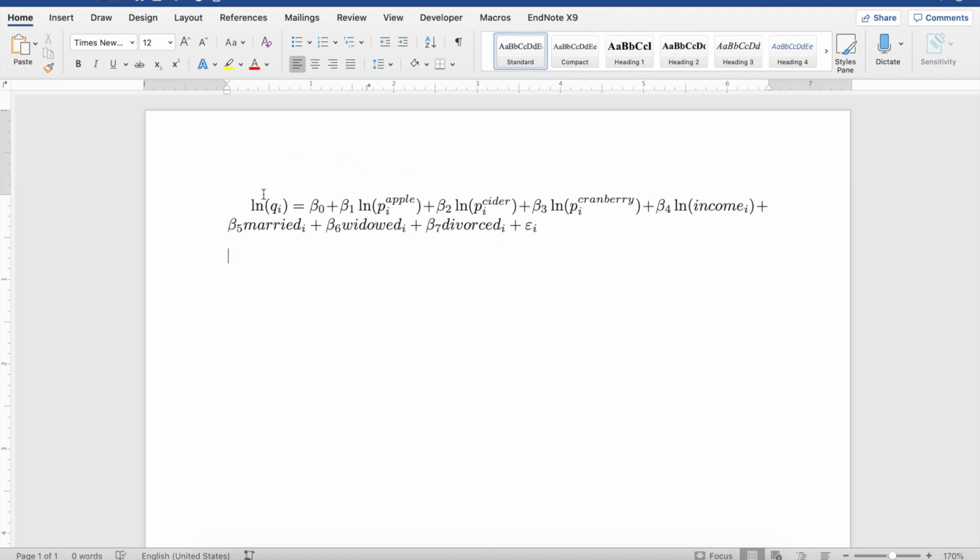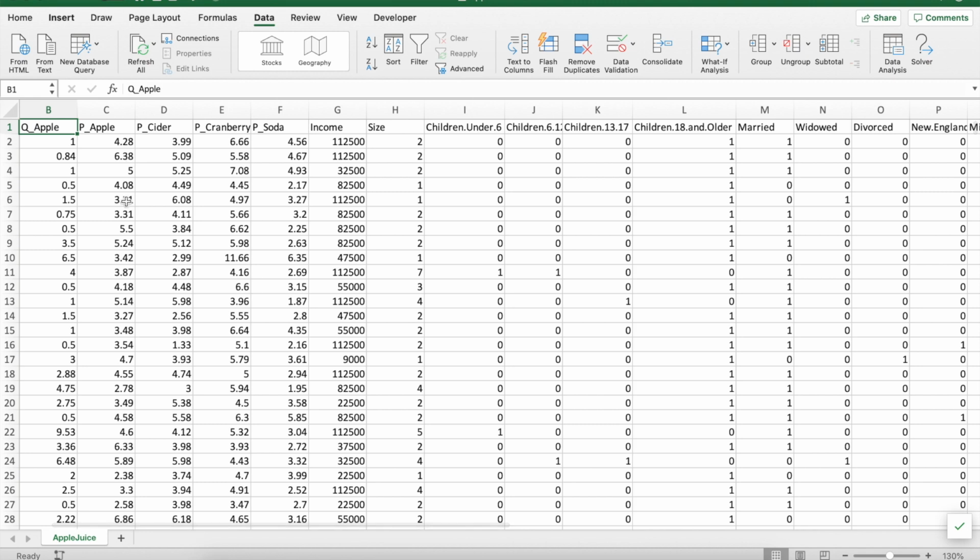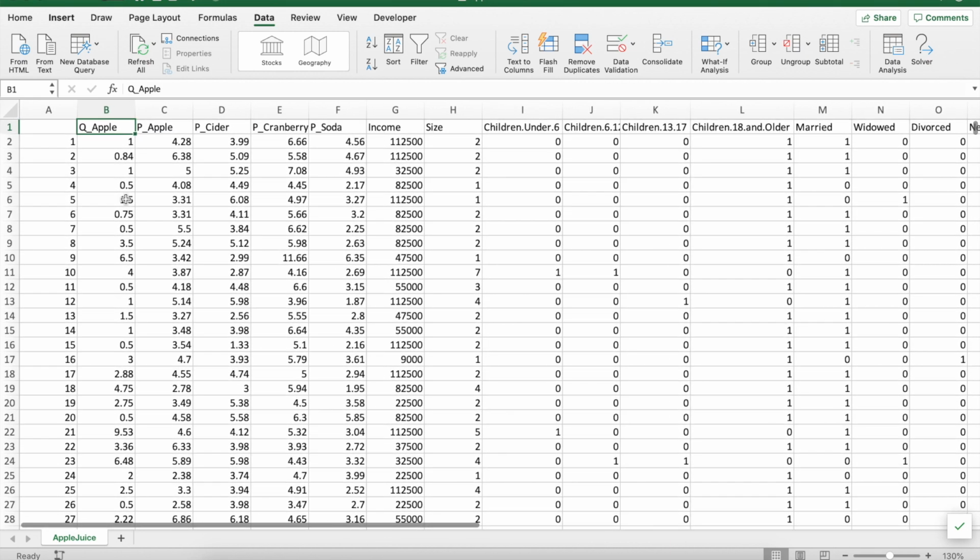So we're going to need to create a lot of these variables. The dummy variables are created for us, that's fine, but we don't have the log of any of these, so we're going to have to create the log of quantity demanded, log of the price of apple, log of the price of cider, log of the price of cranberry, and log of income. So we'll go ahead and do that quickly. So we're going to have to create several new variables.